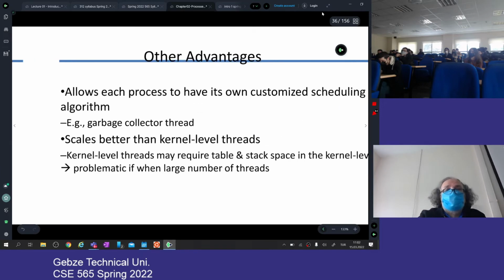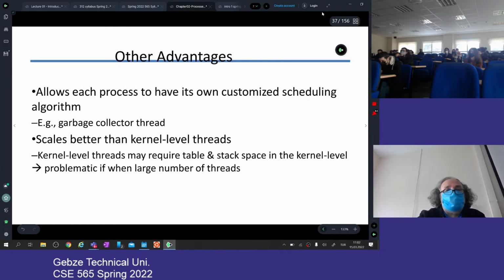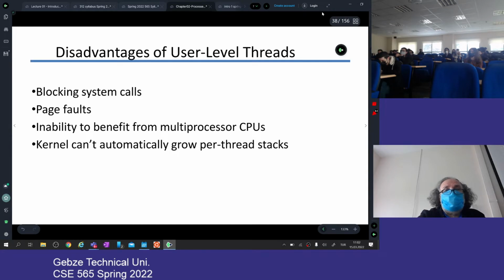Okay, so these are the advantages of the user level threads. Okay, the disadvantages, of course, the blocking system calls. Page faults. Page fault is, I mean, one of the threads needs some memory data, but that memory data is not available in my memory. It is on the disk.